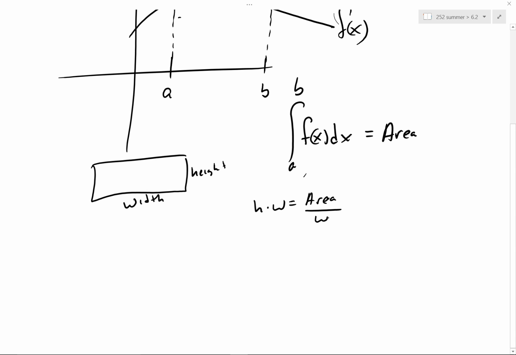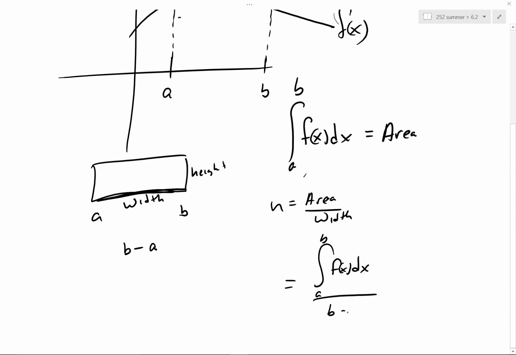Well, I feel like you could. It would be divided by the width. Does that make sense? Well, wait a minute. What's the width of this box? Well, friend, it goes from a to b, so the width is simply b minus a. And so what we're going to see is this. The integral from a to b of f of x dx divided by b minus a is what the book refers to as the average value of the function.